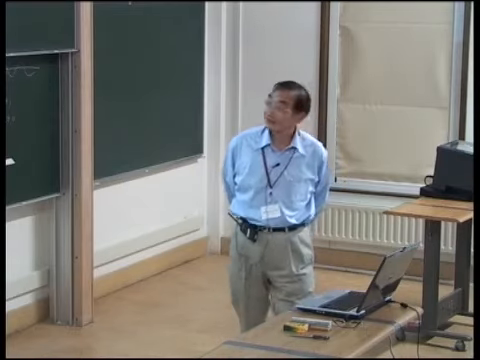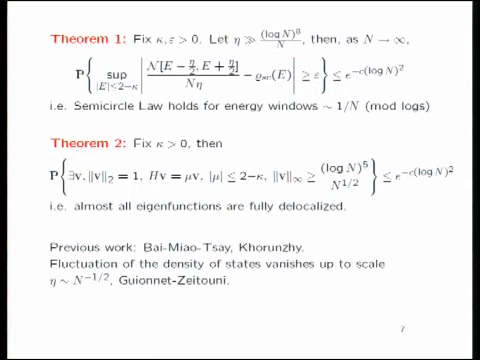Okay, so this is the result. Now, as you mentioned, there are some previous results. Bai did a lot on these problems, and he did quite a lot on the theorem, not exactly the same, and also Coulomb-G. What they can do is something like 1 over square root of n. That's the best scale they can do. And also, there's work by Gionit and Zaitouni. They are trying to calculate the fluctuation of the density of states.